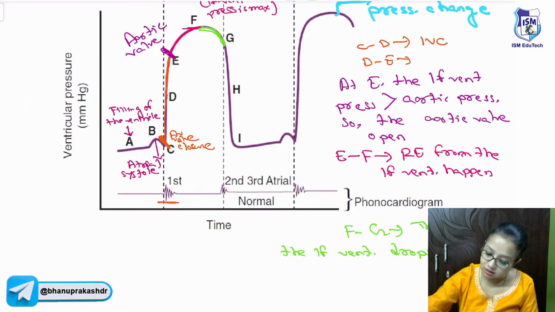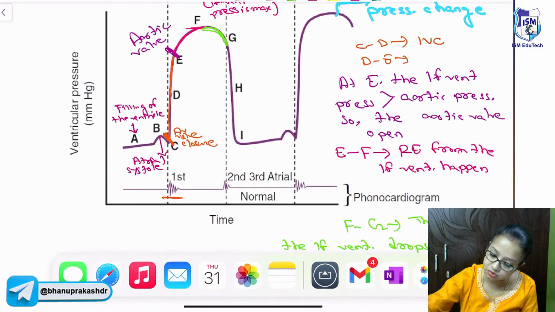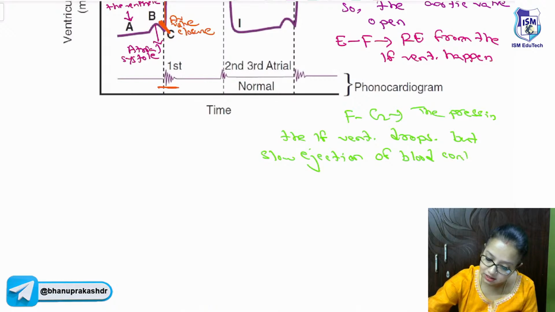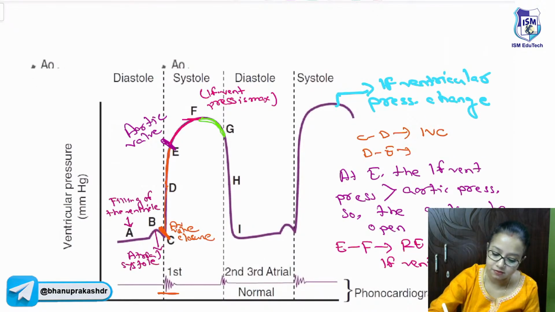But slow ejection of blood continues. So, though there is a drop in the ventricular pressure, yet there is continuous slow ejection of blood. So, the phase F to G is the slow ejection.